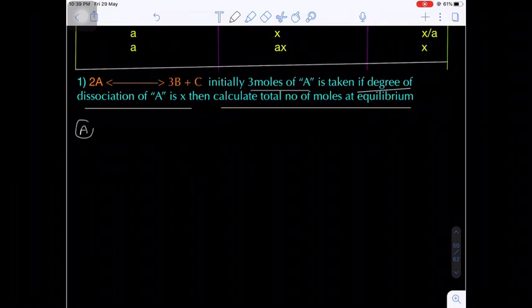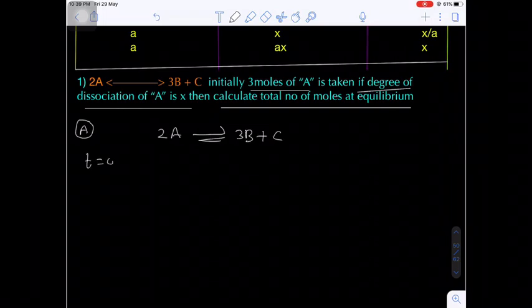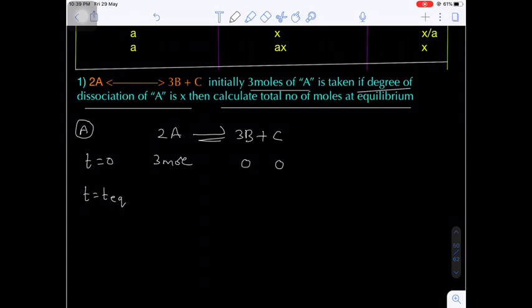Now here, first of all, write the equation: 2A equilibrium 3B plus C. Initially, at time t0, we have only 3 moles of the reactant. There will be no moles of the product, that is, the number of moles of B and C is 0, when the system attains equilibrium.